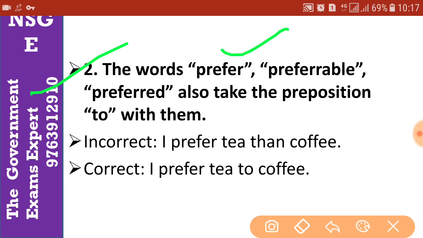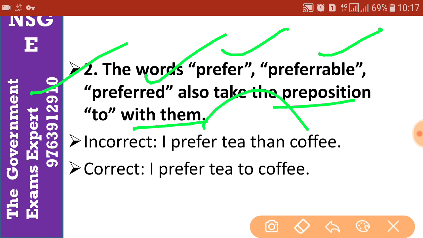Whenever the words prefer, preferable or preferred come, they also take the preposition to with them. Suppose there are two objects or two subjects joined with a preposition, if the word prefer, preferable or preferred is mentioned in the sentence. Suppose there is an example, I prefer tea than coffee. You shouldn't use the word than. Why? Because the word prefer is here. So, I prefer tea to coffee.